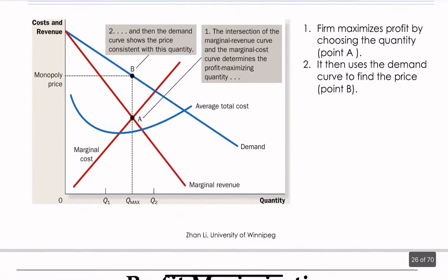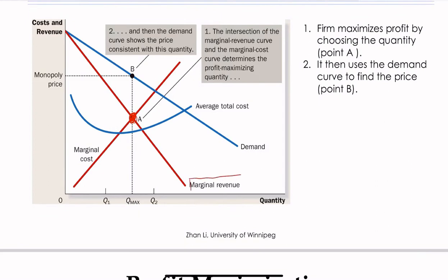Okay, so that's the first step here. Just find the intersection between the marginal revenue curve and the marginal cost curve. And then this intersection will give you the Qmax, which is the quantity maximizing this monopolist's profit. And then you will go upward, right? And find the point on the demand curve. So this is the demand curve. And this point will give you the monopoly price.